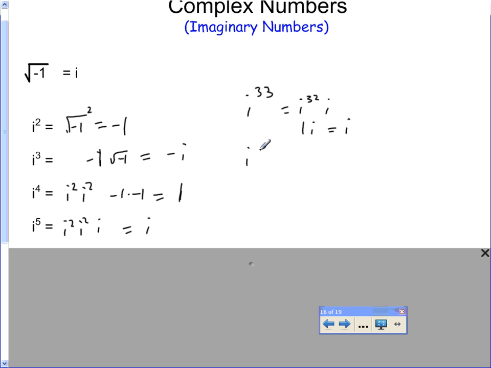If I have i to the, let's pick some other random number, 55th, I want to think of what's the closest multiple of 4 to 55, and that would be 52. So this is i to the 52 times i cubed. i to the 52, that's a multiple of 4, so this just turns to 1. i cubed I know is -i. So this all just equals -i. So if you have i to a power, it's either i, -1, -i, or 1.